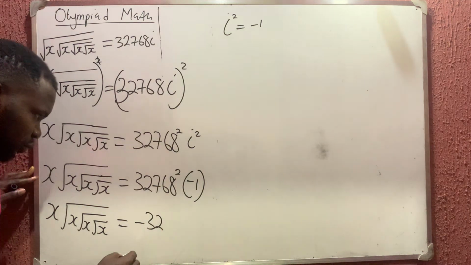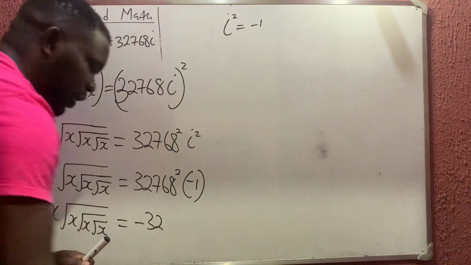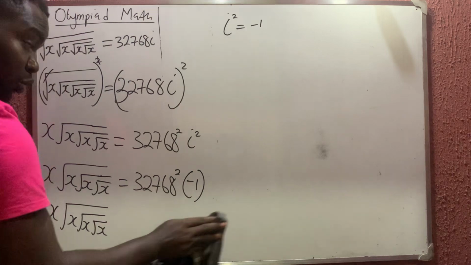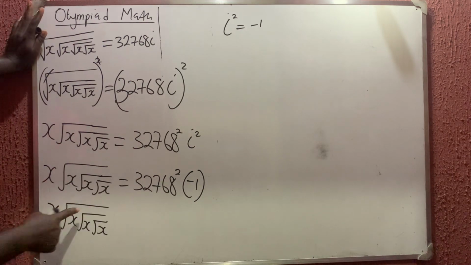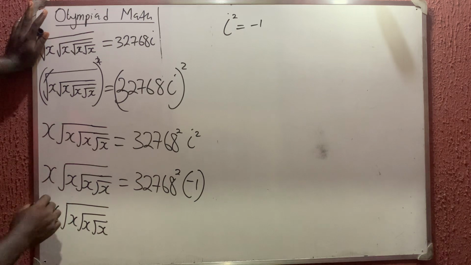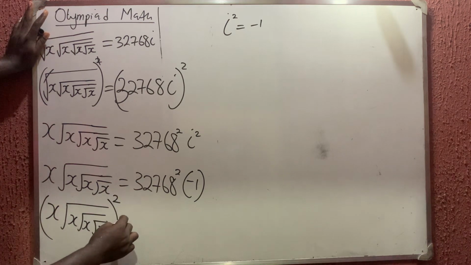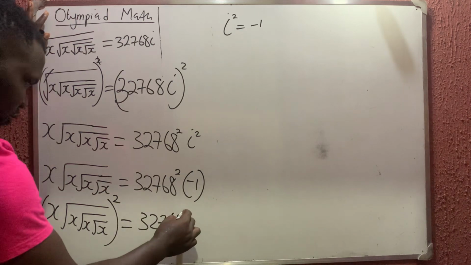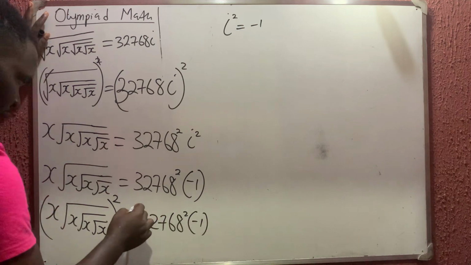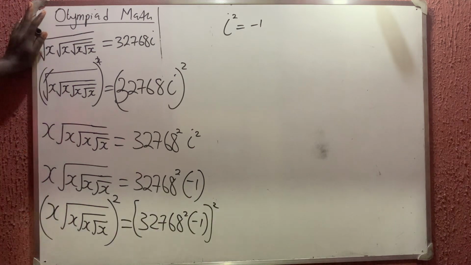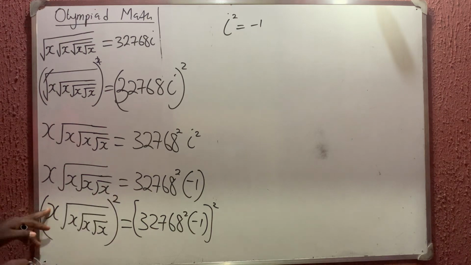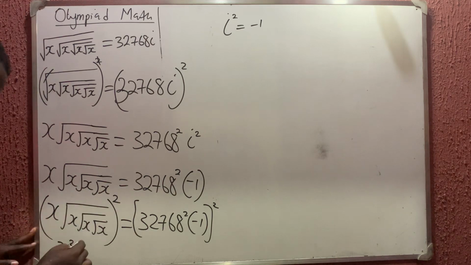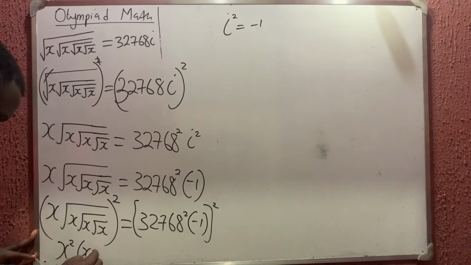Or let me leave it this way and square both sides again, so you don't get confused. Let us square both sides again for me to remove the next square root. So for me to remove the next square root, I have to square. Here is equal to 32768 squared, then -1, then all squared. Now this is going to square this, so I'm going to have x squared for this one. This is going to cancel this, so I'm going to have x squared inside of x, the square root of x, and the square root of x.